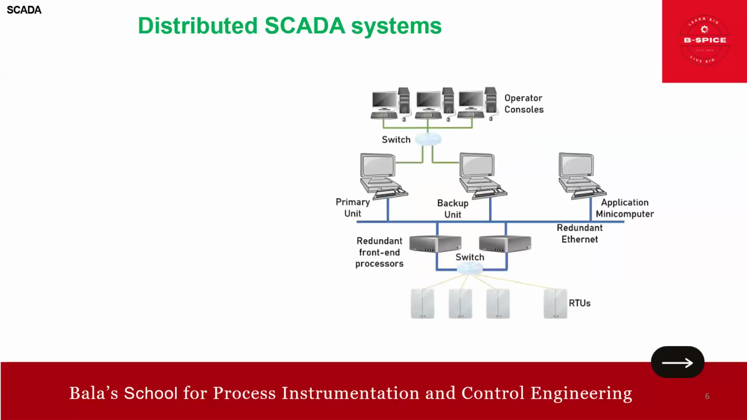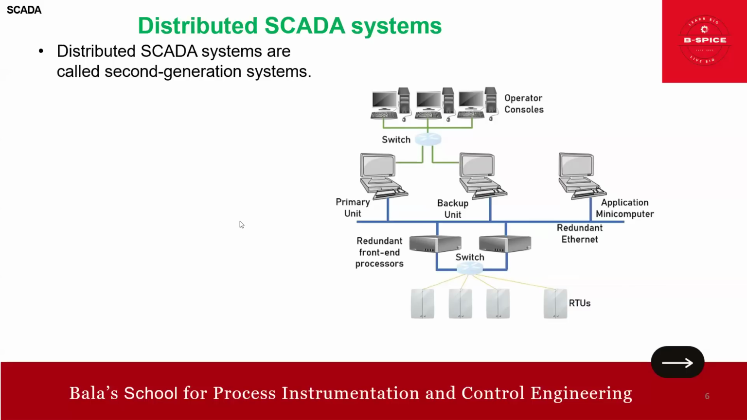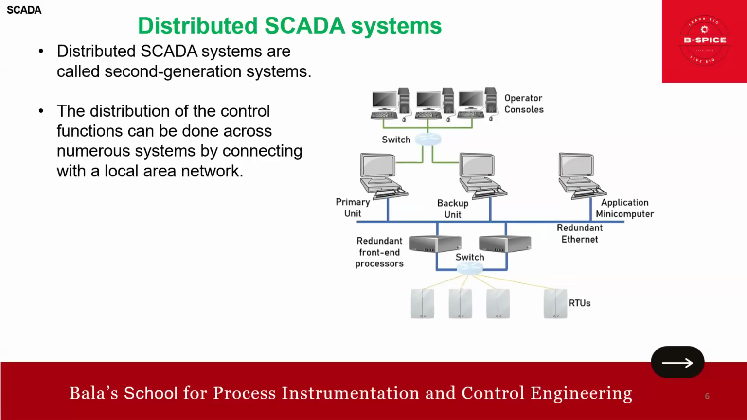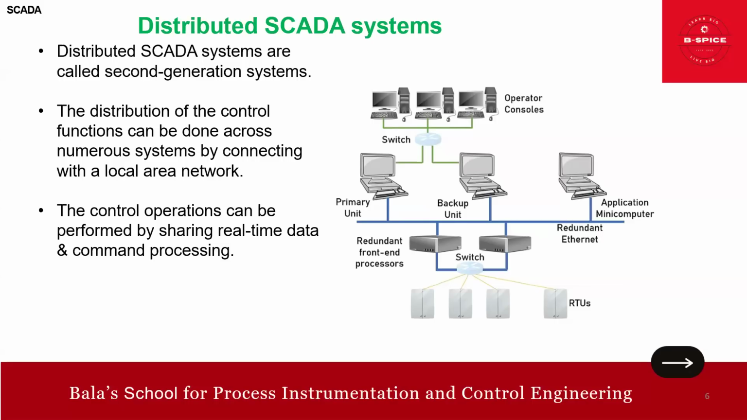Now we will talk about distributed. As you can see here, you have your primary unit, backup unit, and all this, and you have your RTUs distributed. So this is the distributed SCADA, again called second generation. The distribution of control functions can be done across numerous systems by connecting via a local area network. So that is the improvement in this. The control operation can be performed by sharing real-time data and, of course, command processing. These are a few features of the distributed.